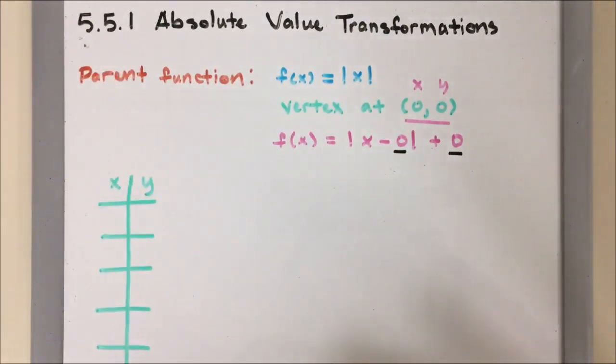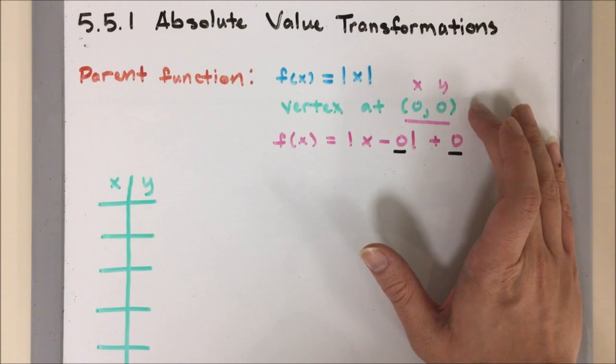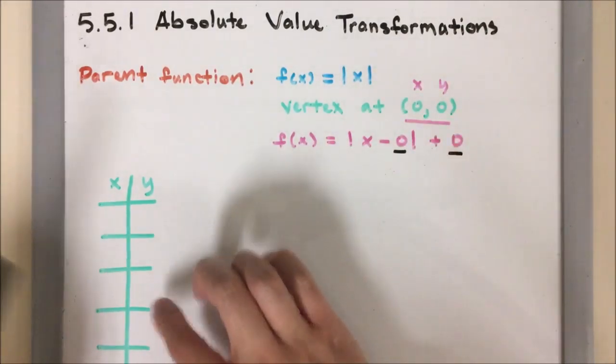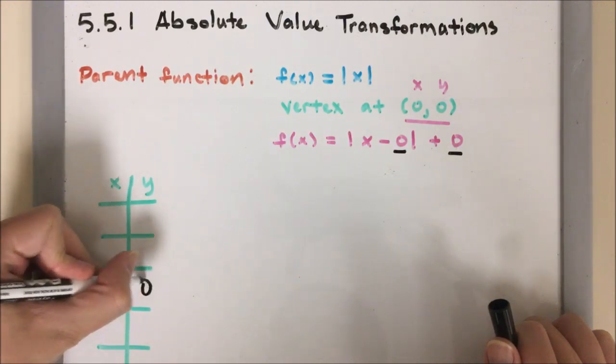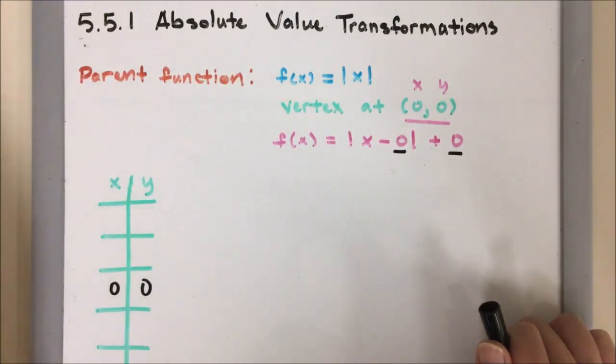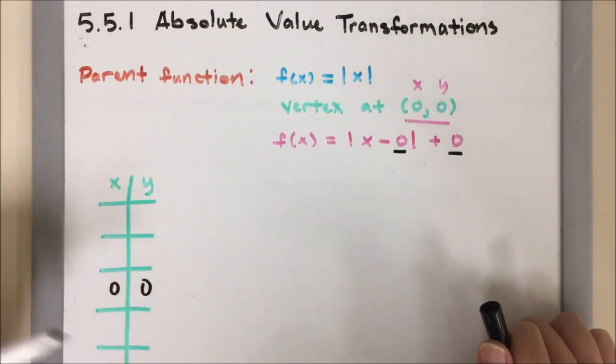Now, once you identify the vertex, which is at 0, 0, I'm just simply going to put it right in the middle. Now, why do we have to put it in the middle? It's so that once you're in the middle, you can determine your x values, which we need to plug in to make our y values, therefore make our coordinate points.